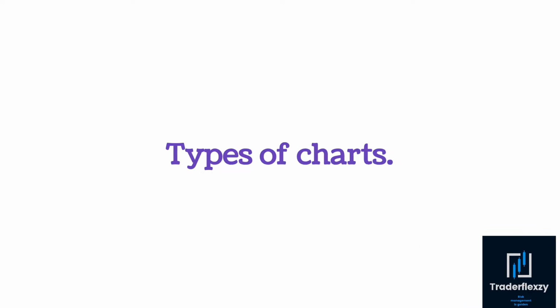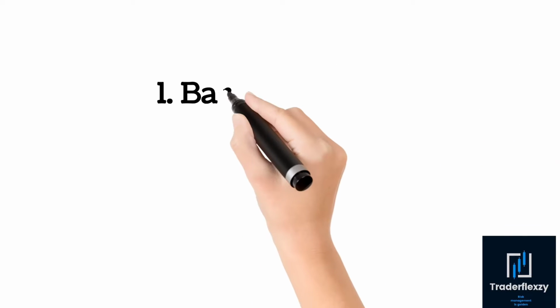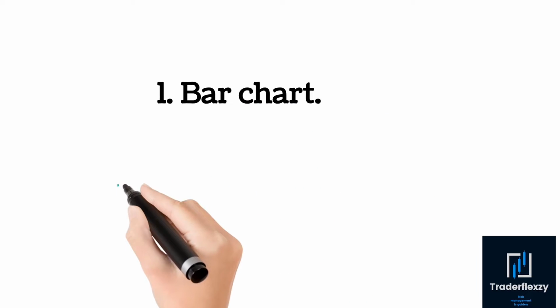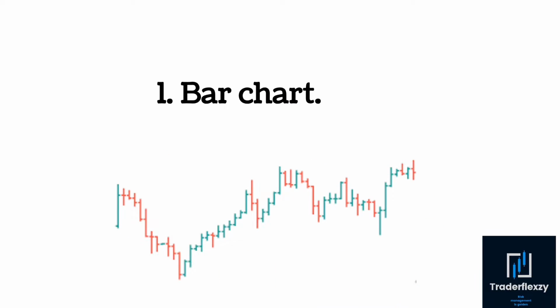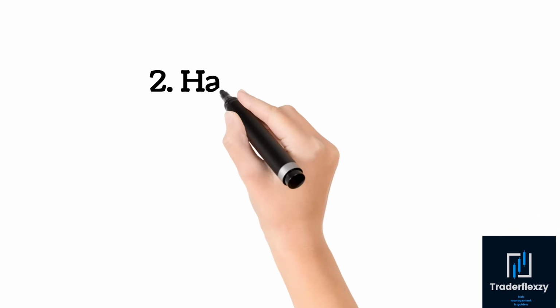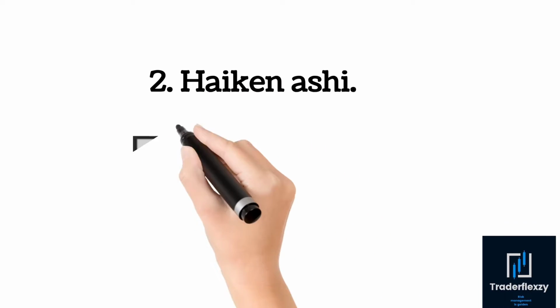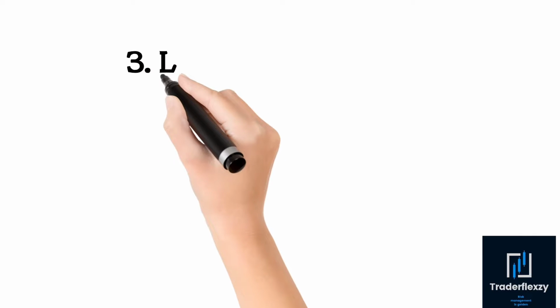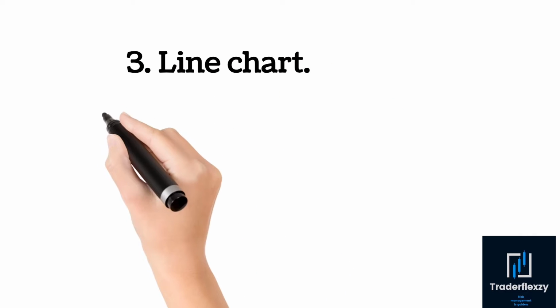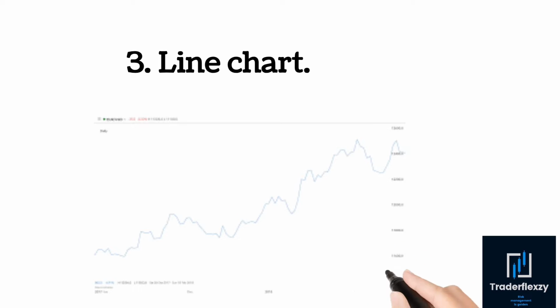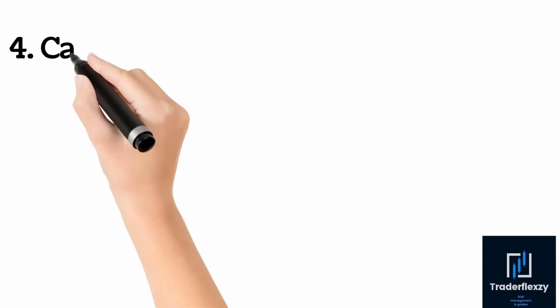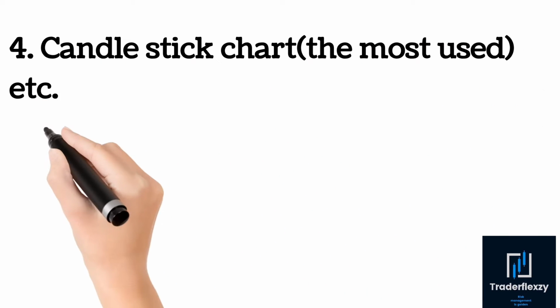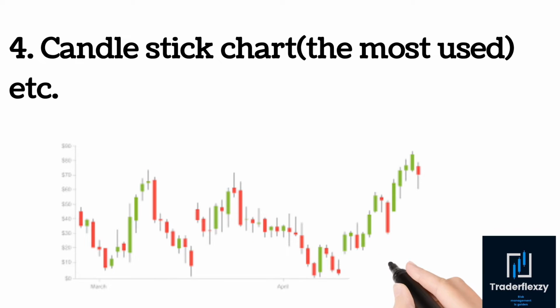Types of charts: bar chart, Heikin Ashi chart, line chart, candlestick chart, the most used, etc.